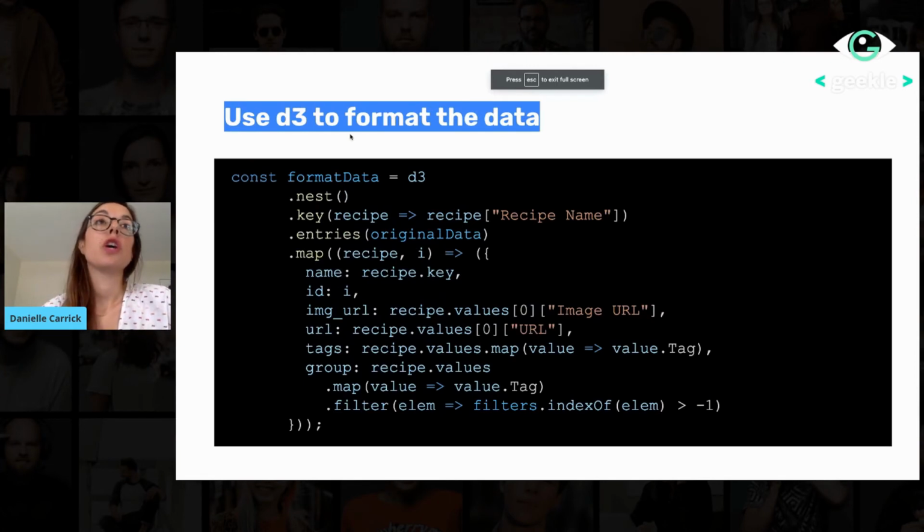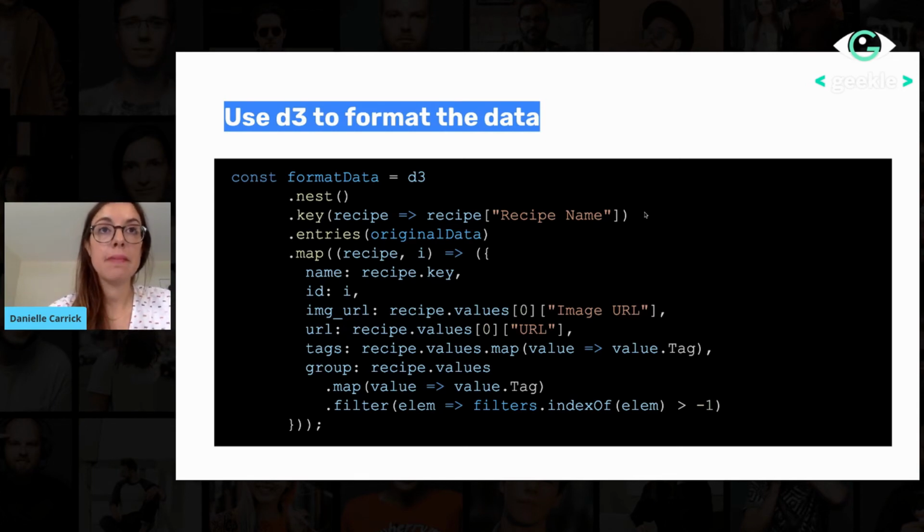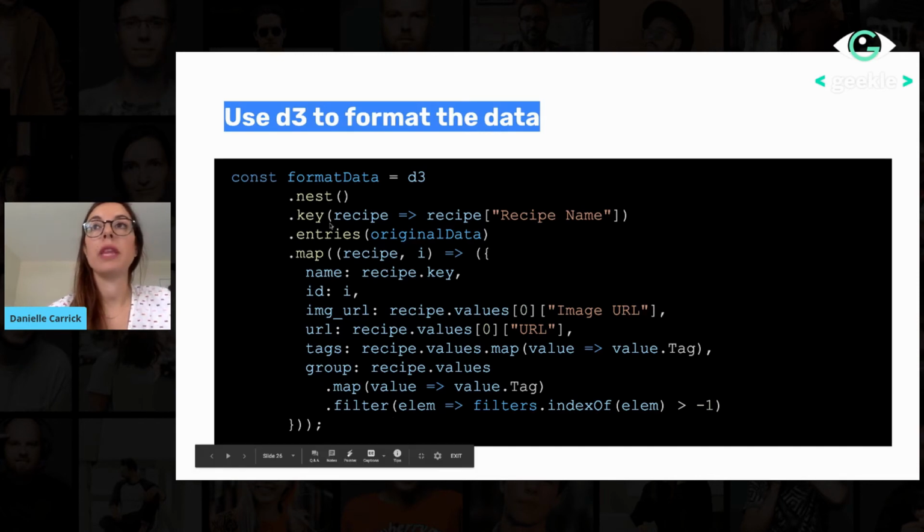okay. For starters, D3 has a lot of really handy functions to help format your data in the best way possible. Data transformations are something you do all the time, and they can also be kind of tricky. So D3 has some methods that I use very often. One is the nest function. Basically, this is nesting all of the recipes according to the recipe name. And then we can map over them and organize it the way that we would like. So that was the first area.